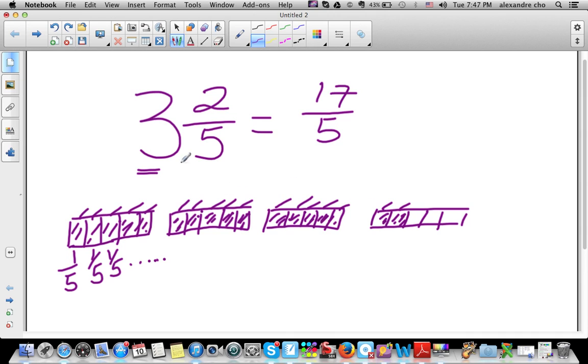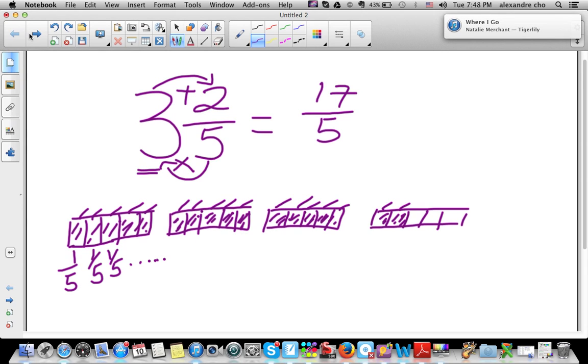If you want to do it the way we did in class, the shortcut, you multiply 5 and 3, which is 15, and then add the product to the numerator over here. It gives you 17, and the denominator we leave the same. But I like to do it with pictures so you can get an idea of what that really looks like.